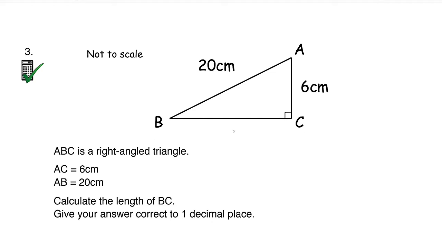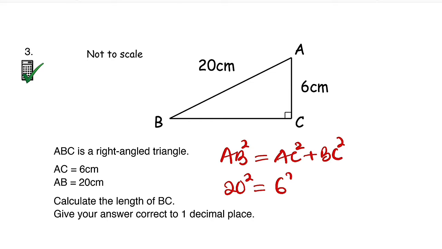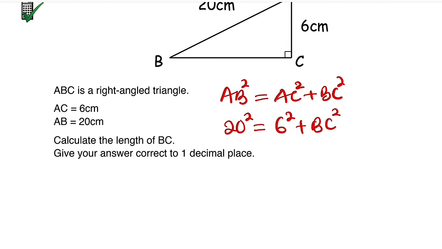This time around, we are looking for one of the legs. You can see the hypotenuse is given as 20 cm. The other leg AC is given as 6 cm. BC is unknown, and that's exactly what we are looking for. So remember that AB squared is equal to AC squared plus BC squared. AB squared is 20 squared, and this is equal to AC squared, which is 6 squared, plus BC squared. This is 400 equal to 36 plus BC squared.